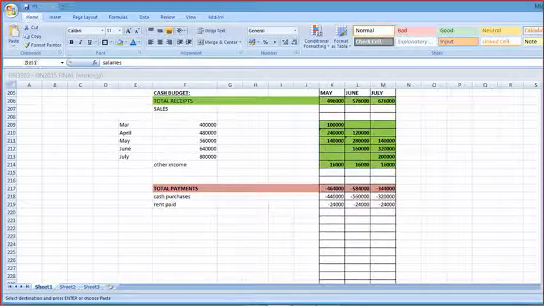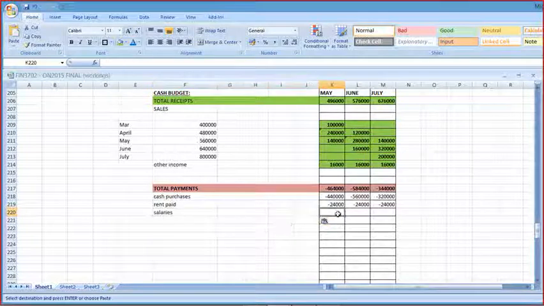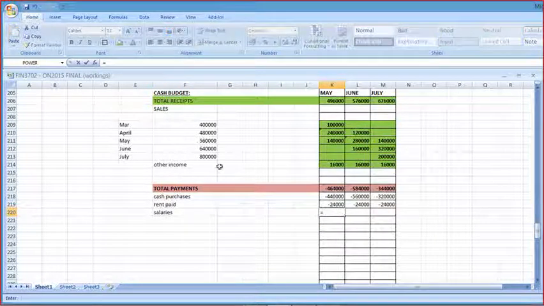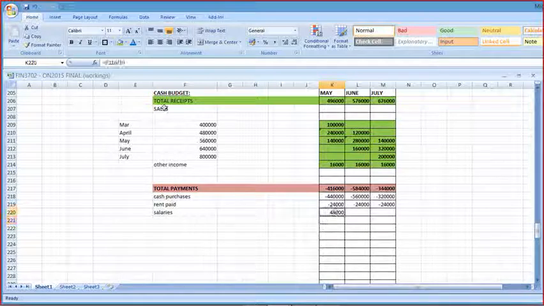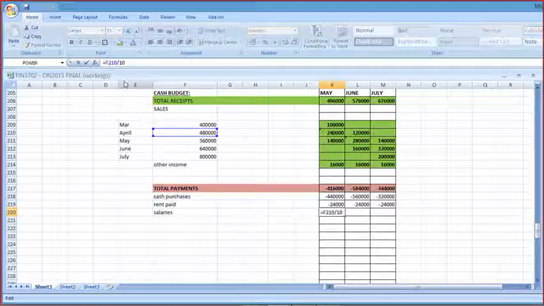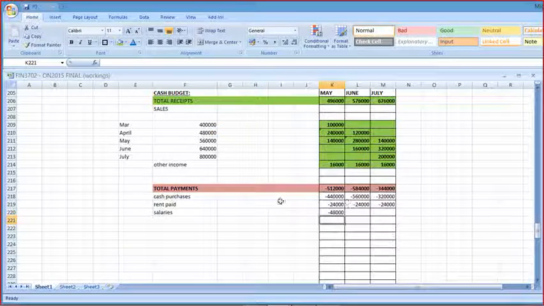10% of the previous month's sales. Correct. What was the previous month's sales? April. 480,000. Exactly. Okay, divide by 10%. 48,000. Okay, should be a minus actually. Okay, so it's just the previous month.